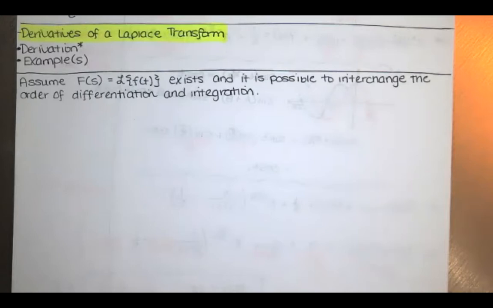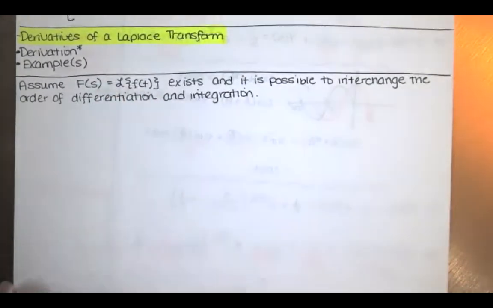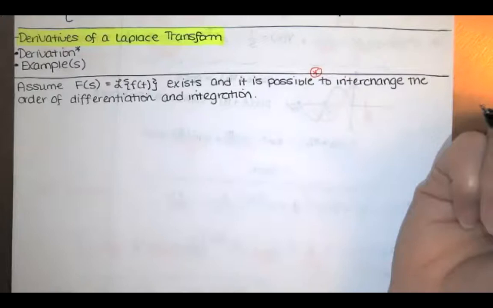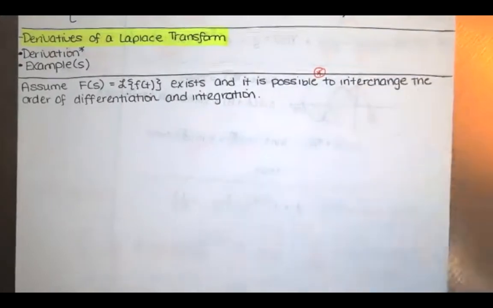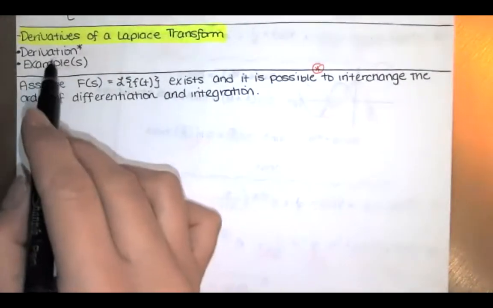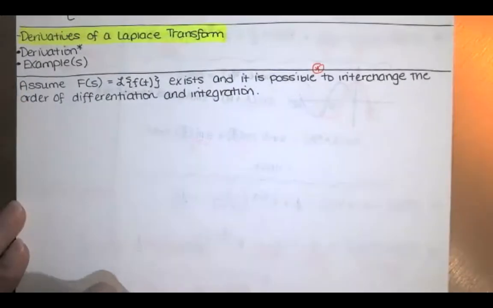exists, and it's possible to interchange the order of differentiation and integration. It's not always possible to do this, so there is some fine print here. But we're not going to talk about the fine print in this class. We're just going to assume that it's possible to do this, and then we're going to see what the result is when it is possible to do this. And then we're going to apply it in a couple of examples.